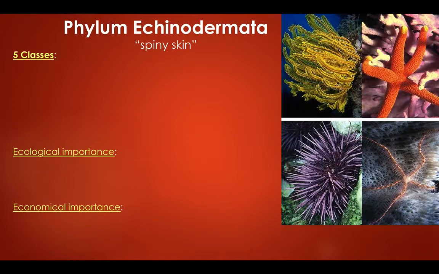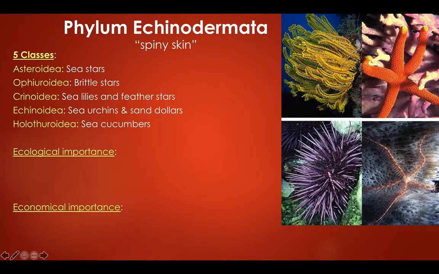So some characteristics of the phylum Echinodermata. Echino means spiny. Dermata, dermis, refers to skin. So they are referred to as the spiny skinned ones. There are 5 classes we are going to go over today. Asteroidea, these are our sea stars. Ophiuroidea, our bristle stars. Crinoidea, these are sea lilies and feather stars. Echinoidea, sea urchins and sand dollars. And finally, we'll finish up with Holothuroidea, our sea cucumbers.